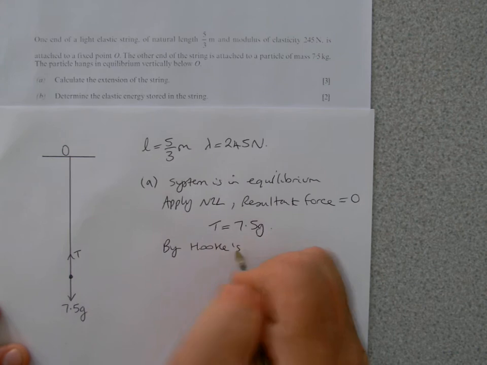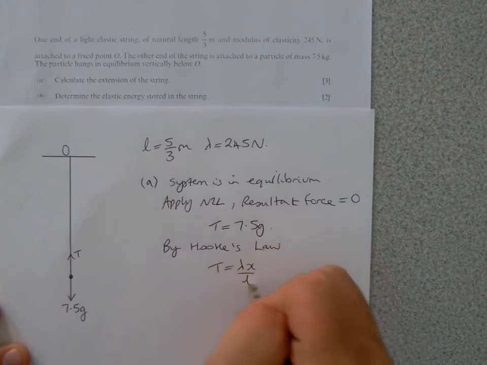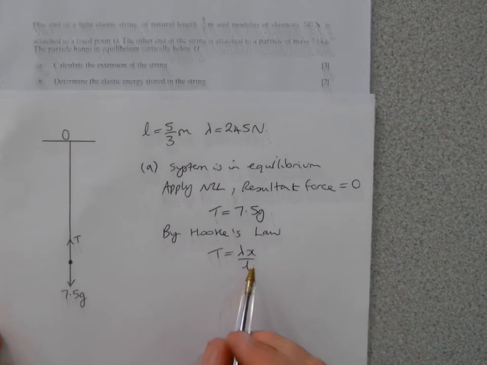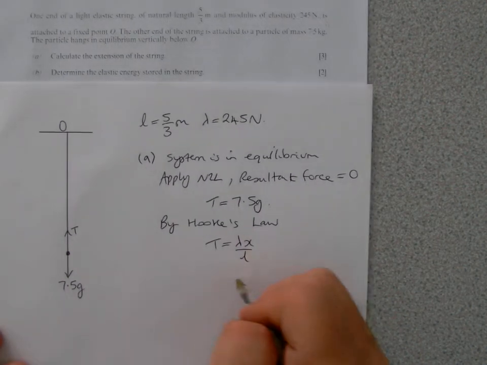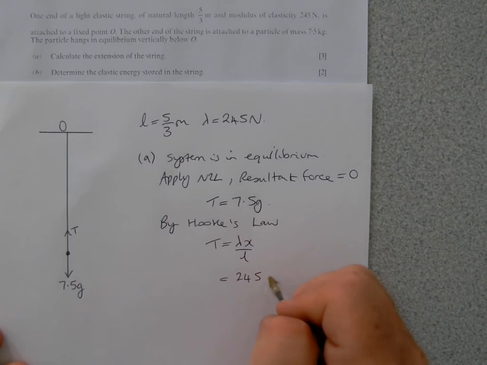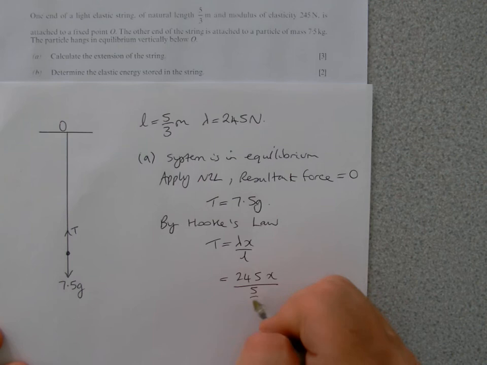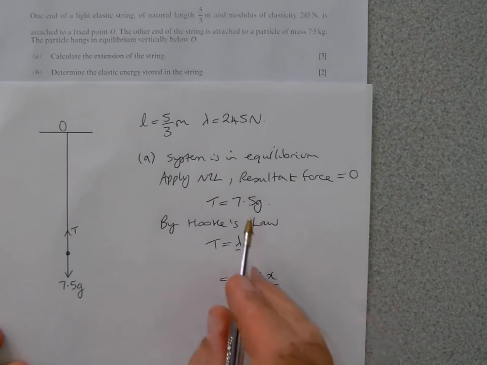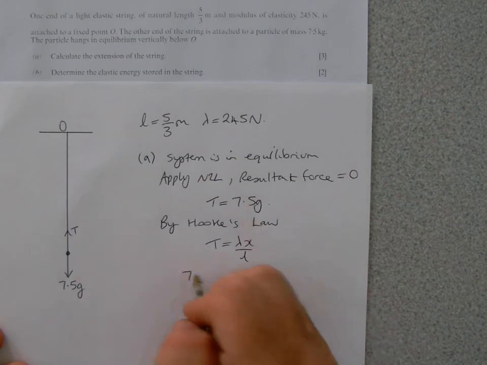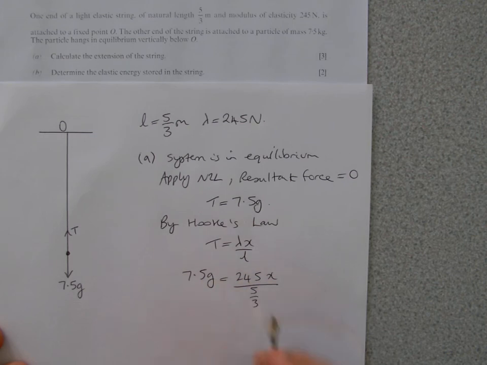to be T equals lambda x over L. So lambda is 245, that's the elasticity of the string. x we want to work out, so I'll leave that there. And L is the natural length of the string, which is 5/3. But of course we know the tension to be 7.5 G. So you just got to do a little bit of work here to work out x.